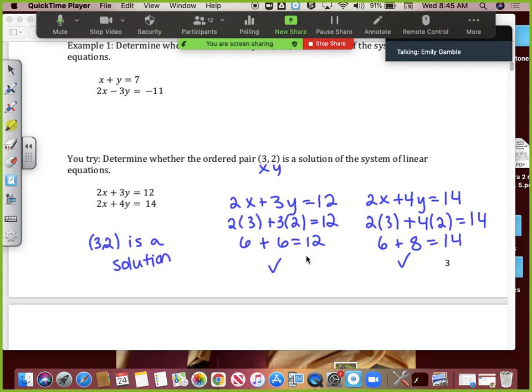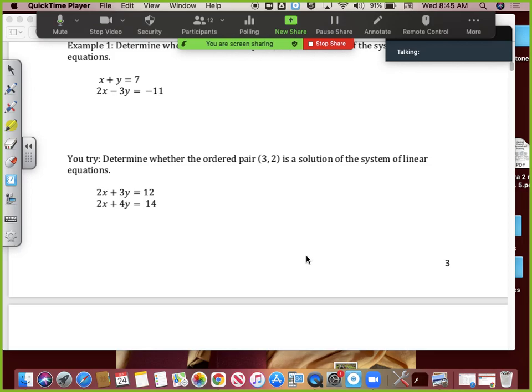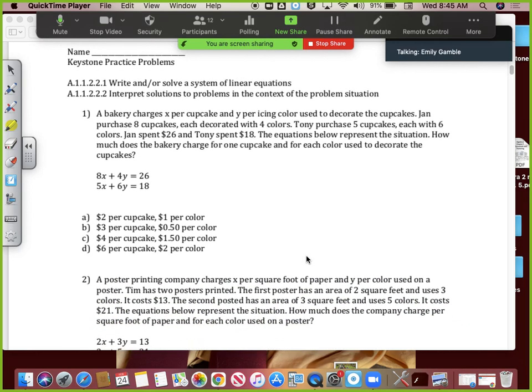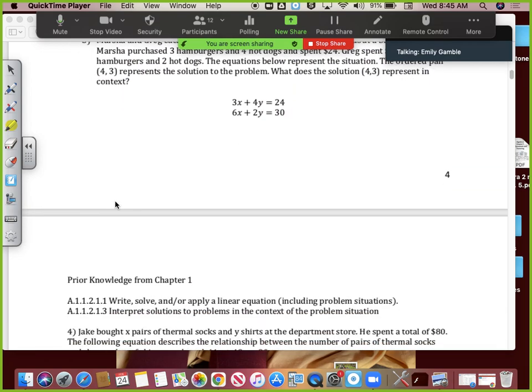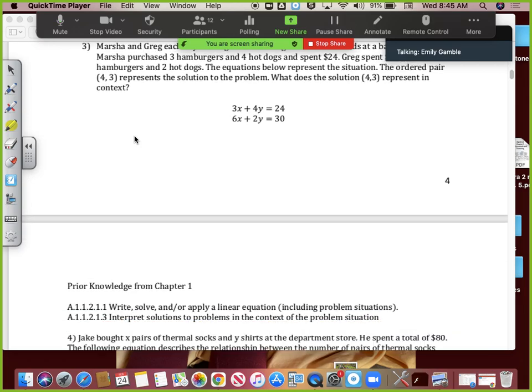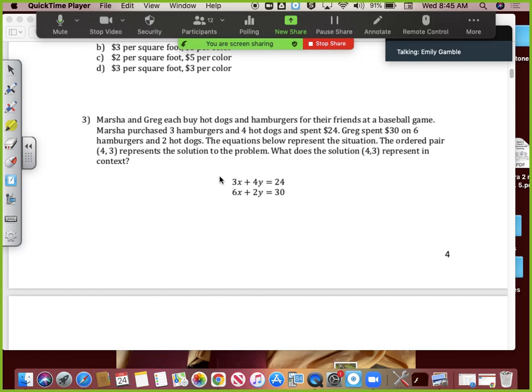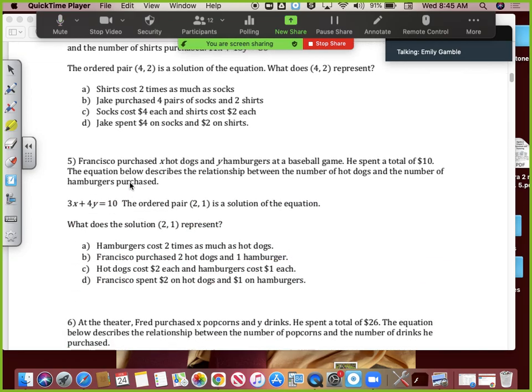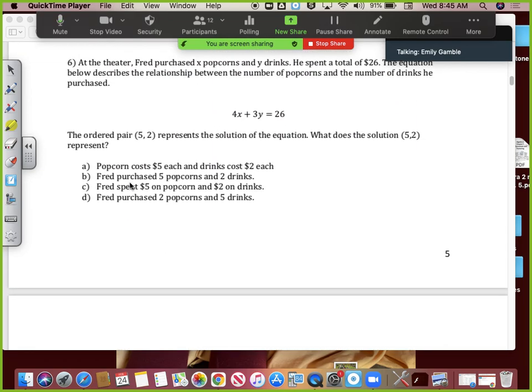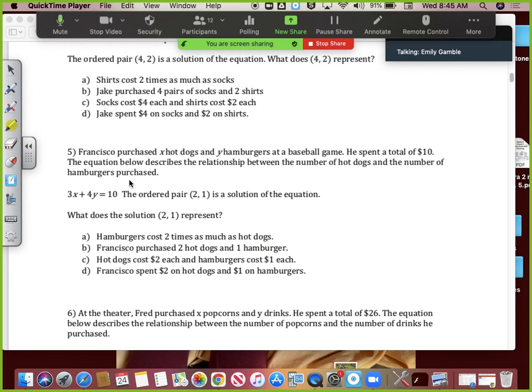Okay, so that's how figuring out if ordered pairs are solutions works. If you flip this over to the next page, we have some Keystone practice problems that are all about systems of linear equations. Number 1 is a multiple choice question. Number 2 is as well. Number 3 looks like it is kind of open-ended. There is no multiple choice. And then we have 4, 5, and 6. So what I want you to do, please, is complete numbers 1 through 6 across those two pages. I'll give you maybe like 6 minutes, and then we will go over these together as a group.